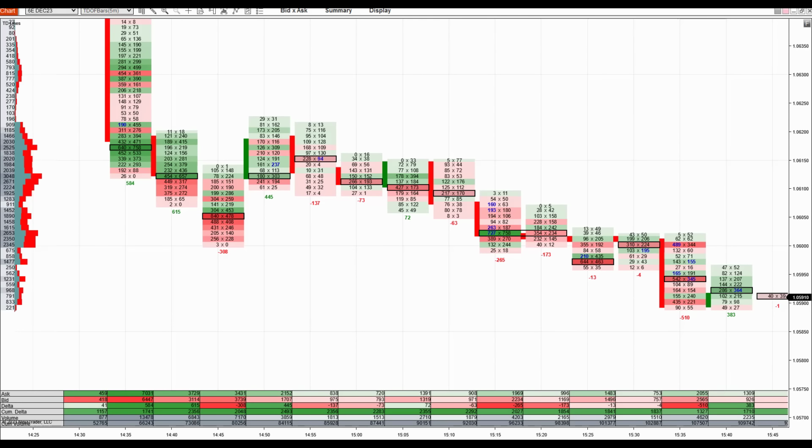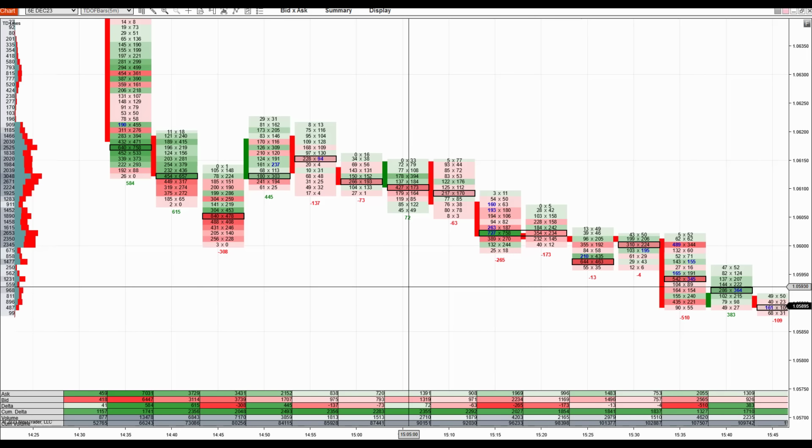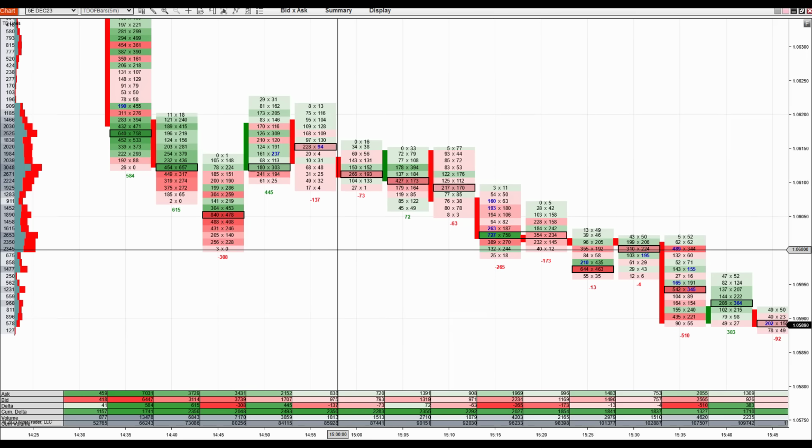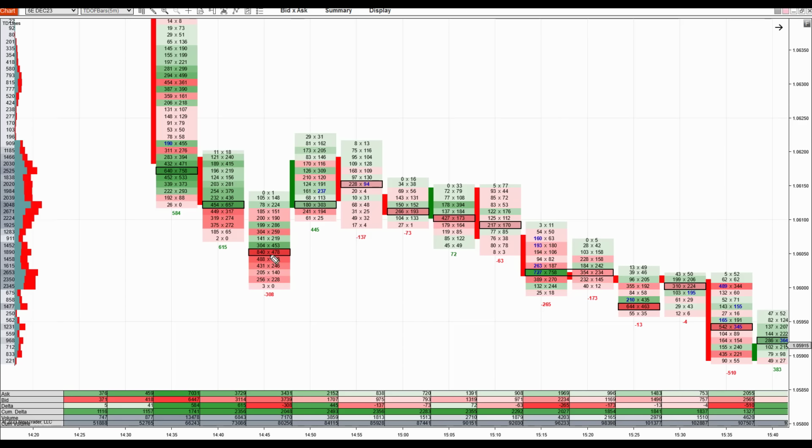The most important things here, at least for me in my trading, are delta, cumulative delta, and volume. The rest is not that important. So that's about that. By now, you've probably noticed that in the chart, some cells are printed in red, some are printed in green.